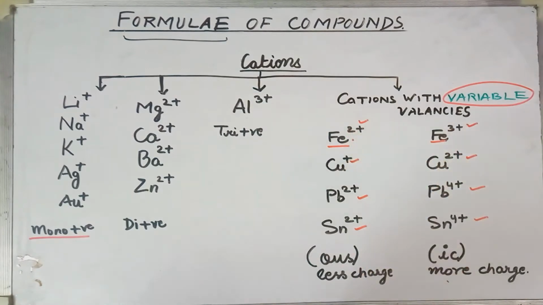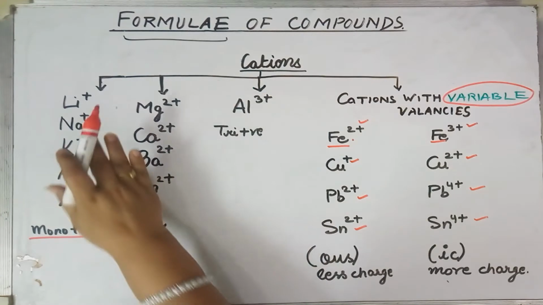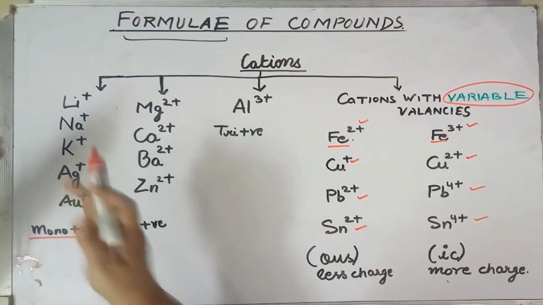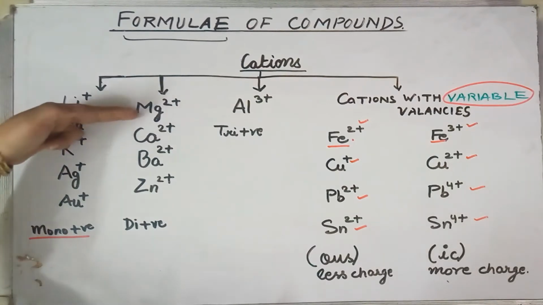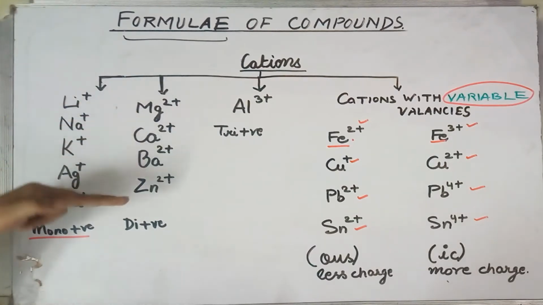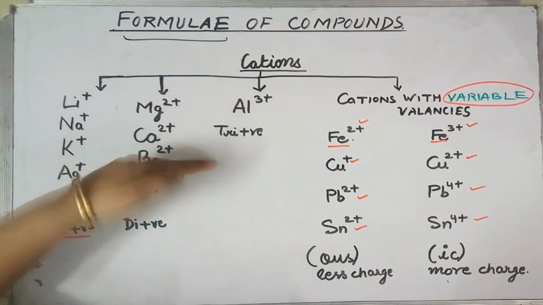What we have to remember here is that these ions are named simply by their names. Like if it is lithium, it will be named lithium ion. Sodium, sodium ion. Potassium ion, silver ion, gold ion. Magnesium ion, calcium, barium, zinc ions and aluminium ions.